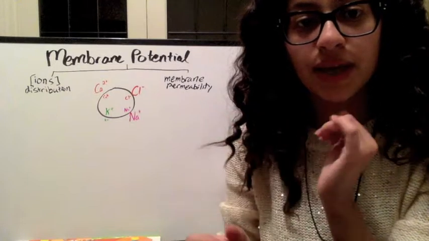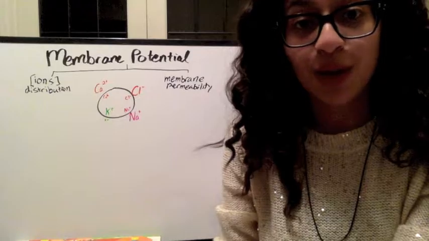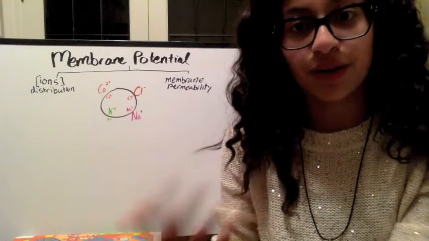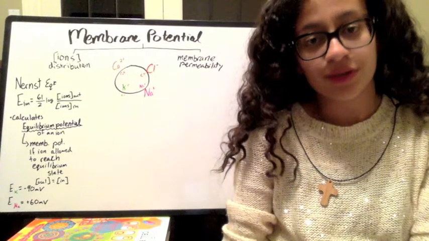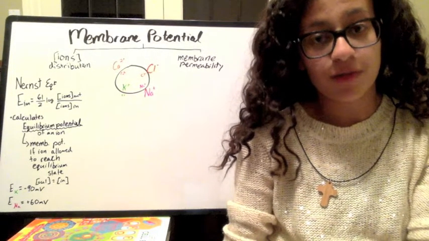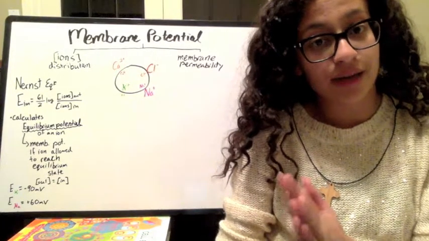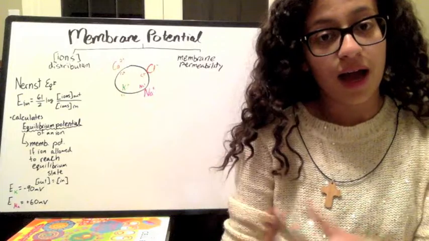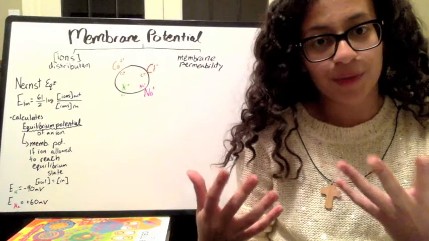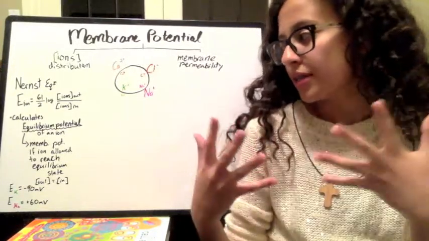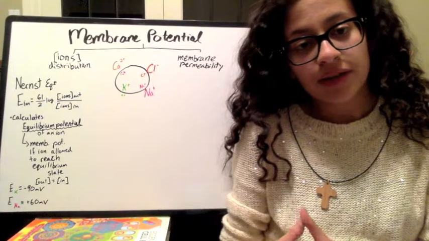So when we're looking at individual ions, there's a specific equation that we can use that will help us determine where they want to move. If we're looking at the ion distribution across the cell membrane, we can use the Nernst equation. Now, something really important to know about the Nernst equation is that it only looks at one ion at a time. So you could look at sodium by itself or potassium by itself, but you can't look at them both at the same time.